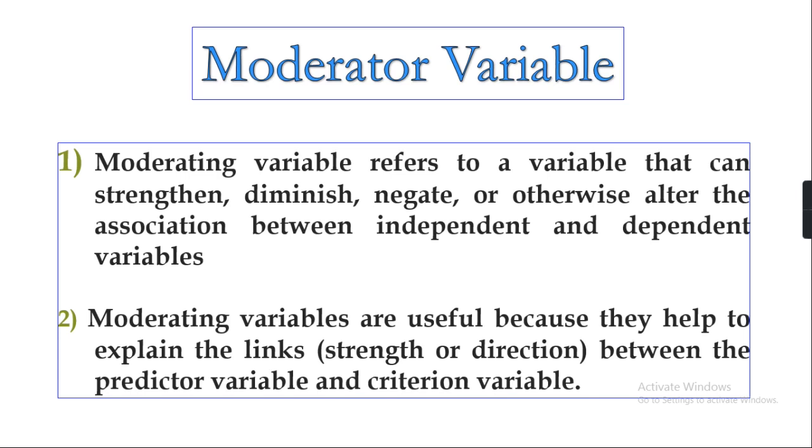Basically, a moderator variable refers to a variable that can strengthen, diminish, negate, or otherwise alter the association between an independent variable and a dependent variable. So as its name implies, the moderator variable influences the relationship between the two variables. The influence might be positive or negative. So basically it diminishes, negates or strengthens the association between the criterion variable and the predictor variable.